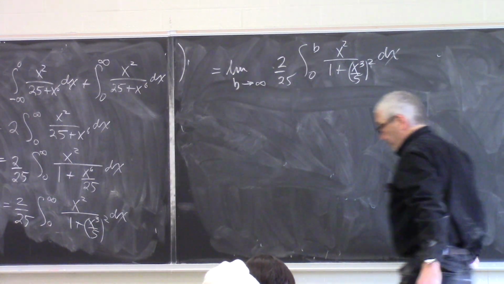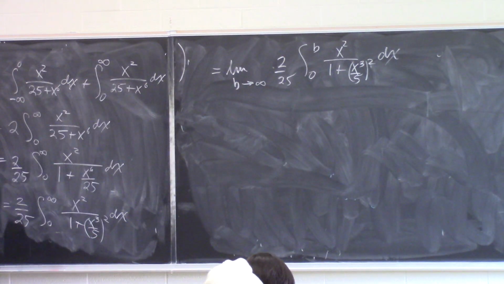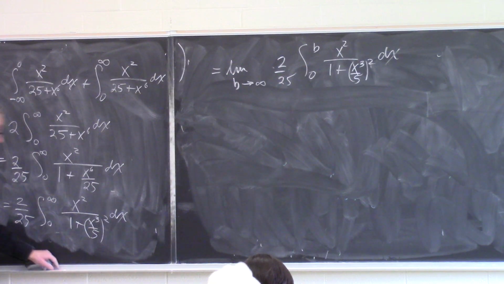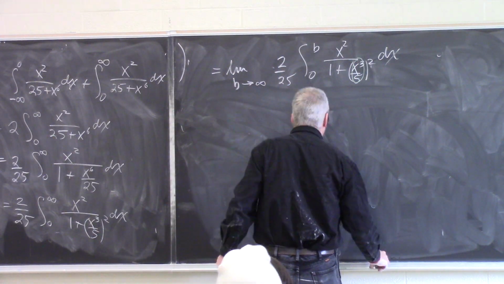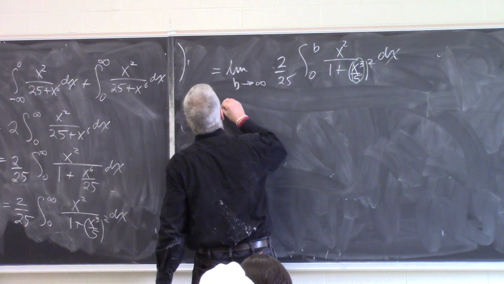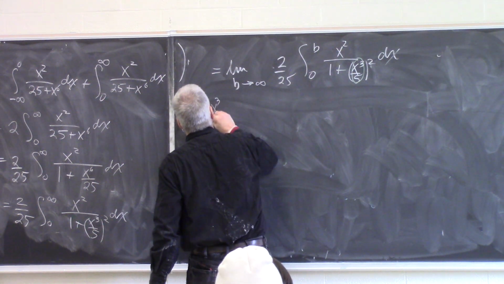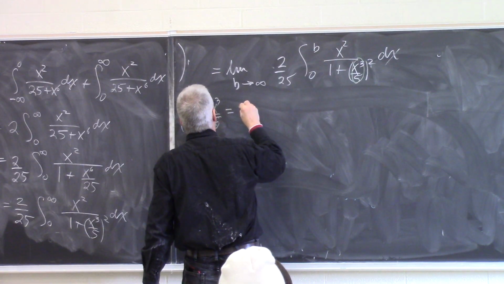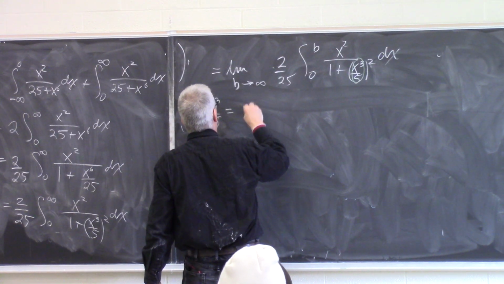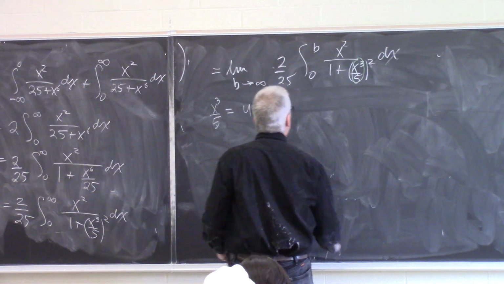Okay, so let's do a u substitution. We're going to have a green substitution to take care of our inner function. Our inner function is x cubed over 5, so that's going to be our u. There's going to be the green thing.